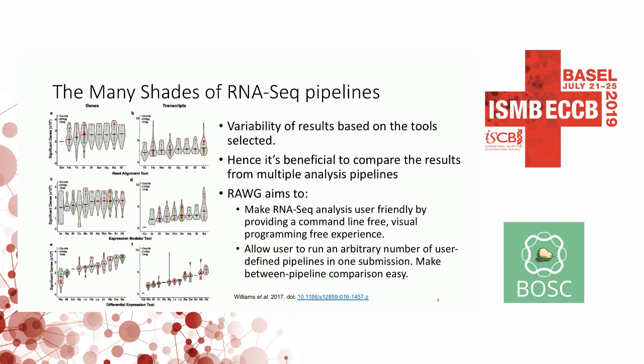So why is RAWG needed? Well, the graph on the left shows the RNA-seq analysis result when different tools are used at different stages of the pipeline. And as you can see, there's quite a bit of variation in it. So the number of significant genes found is different when different tools are used at different stages. And what's more important is, if you imagine a Venn diagram of the different pipelines, the intersection is actually pretty small. So we think it's beneficial to compare the result from different analysis pipelines.